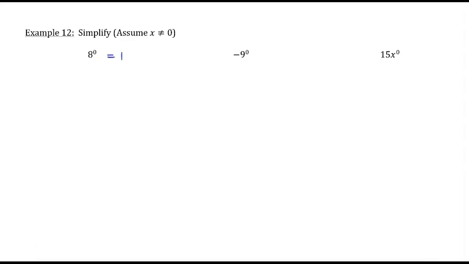Since there's no parentheses grouping the negative with the 9, we treat this as negative 9 to the 0. 9 to the 0 is 1, so this is negative 1. If we instead had negative 9 raised to the 0 power with parentheses like this, then this would equal 1.